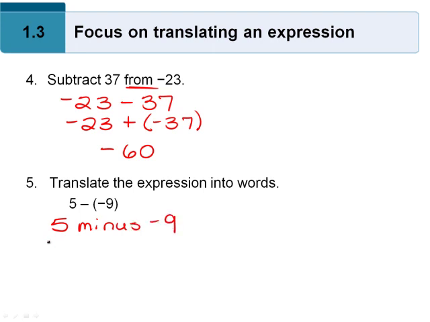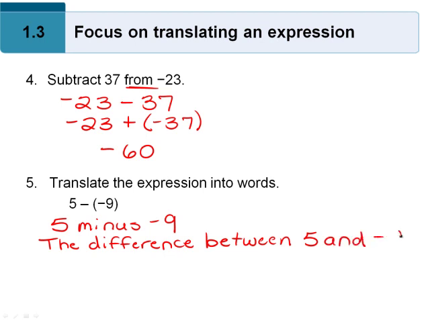Okay, you could also write the difference, it's a long word, between 5 and negative 9. Okay, could you say negative 9 less than 5? Yes, all those are different correct translations. So let's write that one on there too. Negative 9 less than 5.